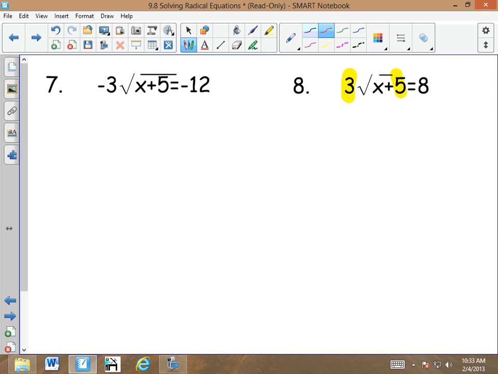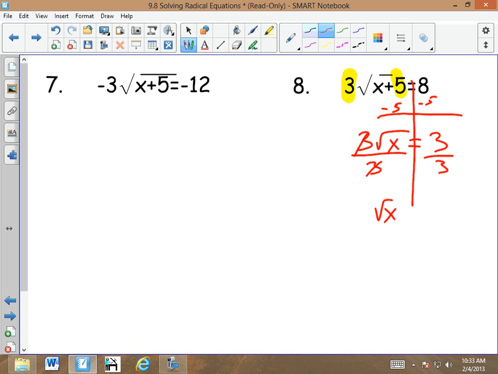This 3 and the x is multiplication. They're attached. The 5 is the loner. You either add or subtract, then divide. So I'm going to subtract 5 here. 3 times the square root of x equals 3. Now I divide by 3. The 3's cancel. The square root of x equals 1. Now I square them. X equals 1, because 1 squared, 1 times 1, is 1.